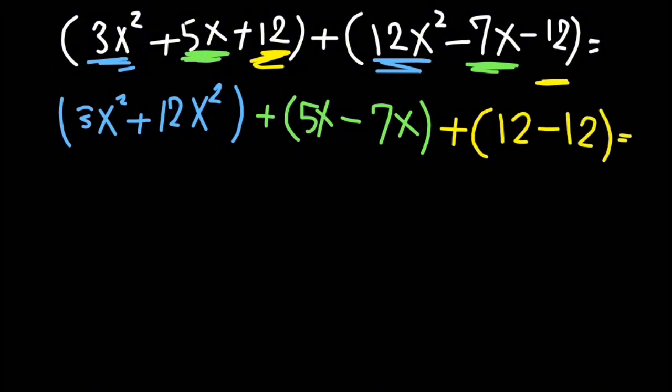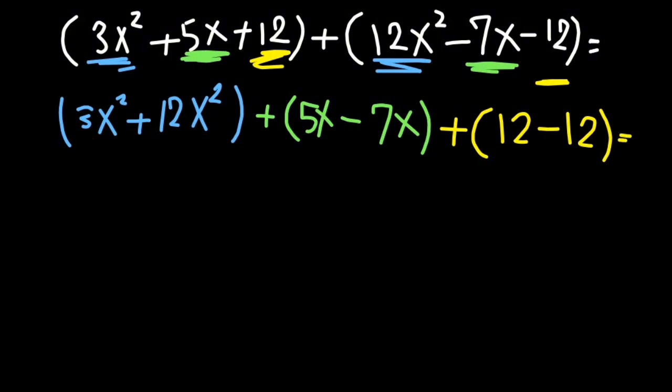Now let's start simplifying and finding the final answer. 3x squared plus 12x squared. So I'm going to add them. 3 plus 12 is 15. So it is 15 what? 15x squared. Again and again, we keep the same variable with its exponents. So it's x squared. So it is 15x squared.